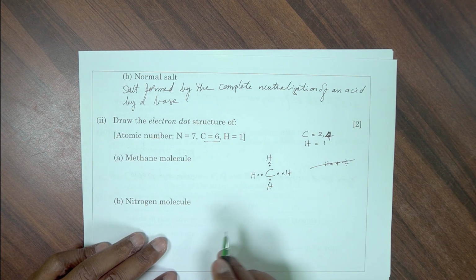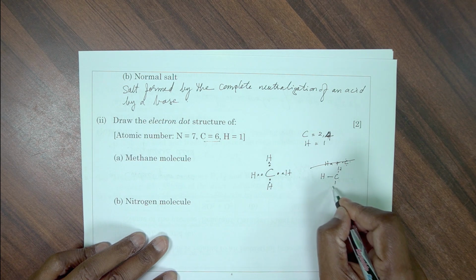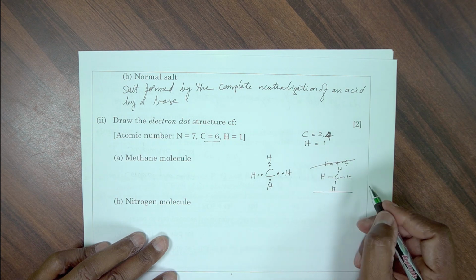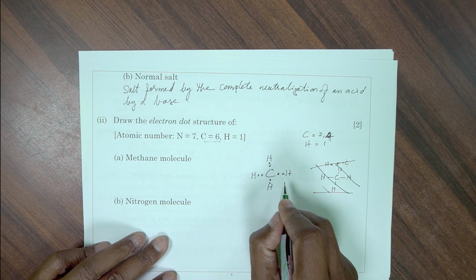Okay, and some people also give this answer along with that, C, H and H and H and H. So this is not an electron dot figure. If you are giving multiple answers, you will not get marks. Don't make multiple answers, give one correct answer.